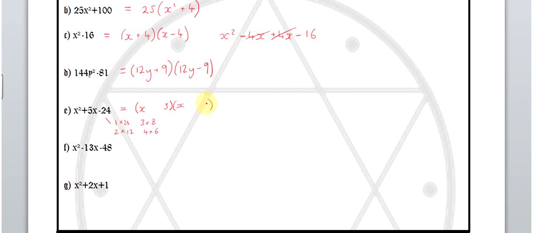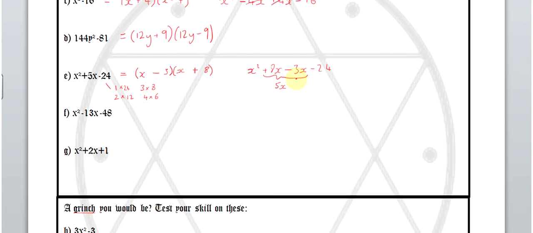So it doesn't matter what order you put them in, but the signs do matter. So to get a plus 5, we're going to have the 8 positive, because 8 take away 3 will give us positive 5. So it's x minus 3, x plus 8, and be paranoid, always check: x squared plus 8x minus 3x minus 24, and of course you can see that those make 5x, but like I say, if you don't check you are asking to get it wrong, so make sure you do check.